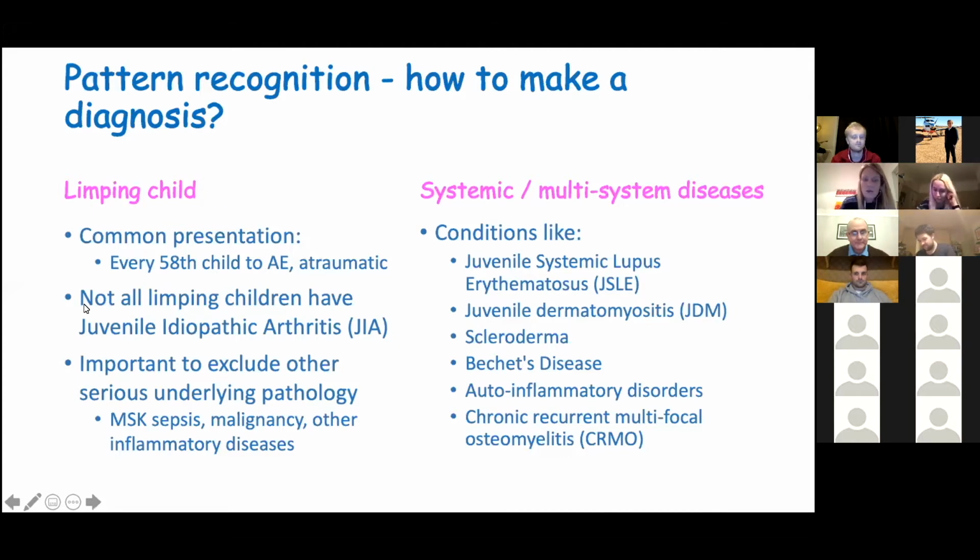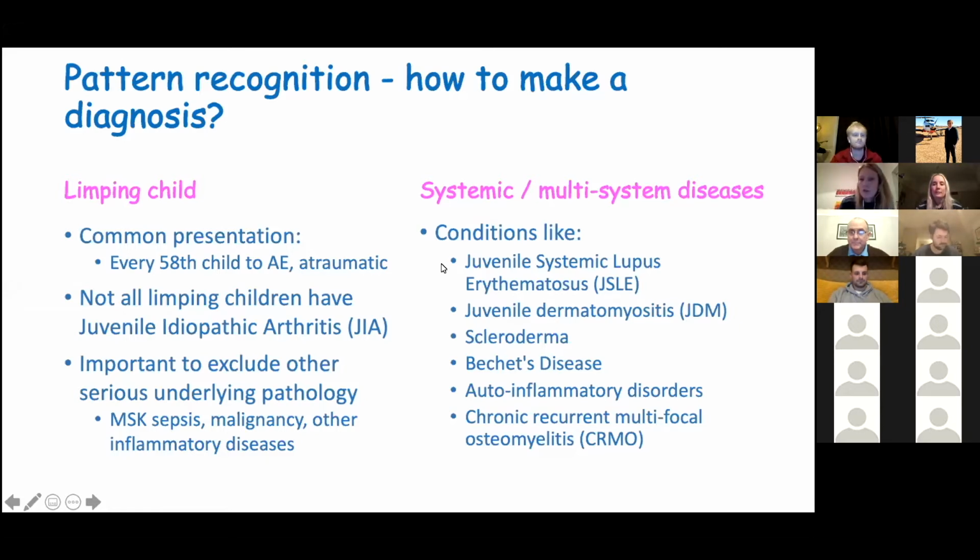Not all limping children have got arthritis that's going to go on. Not all of them have got juvenile idiopathic arthritis, this type of arthritis that we see. There are lots and lots of other causes, and it's really important to exclude the other causes before you make a diagnosis of JIA. So they could have it because of a sepsis, they could have a bone infection, they could have a joint infection, they could have a malignancy, something like a leukemia, or they could have a range of other inflammatory diseases.